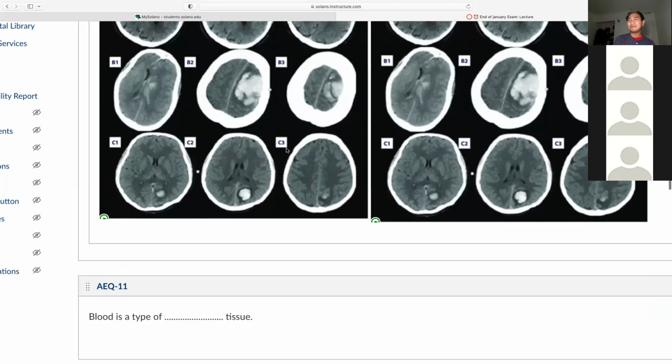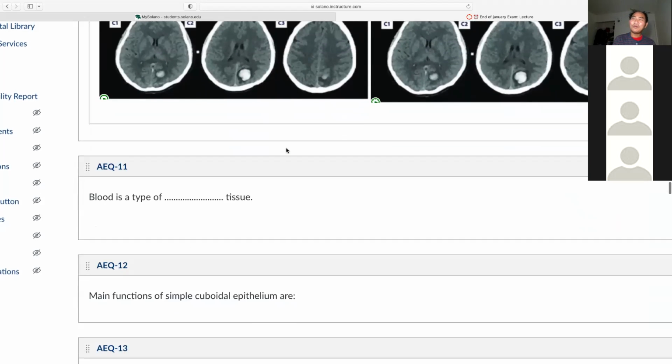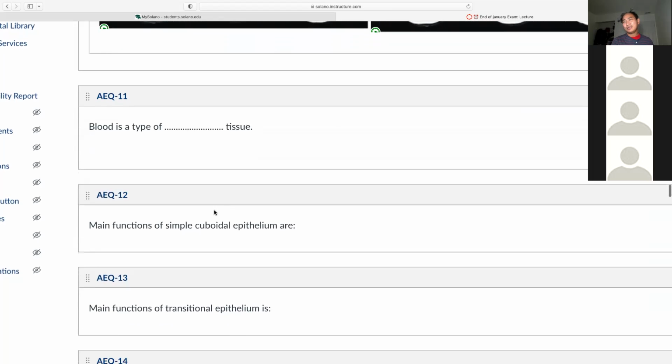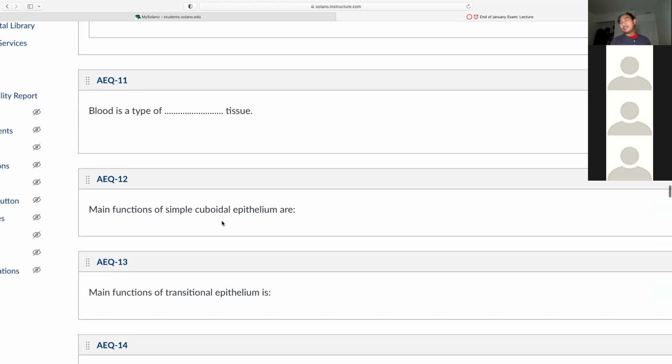And now I am going to ask, what is blood? Connective tissue, yeah. Every time you see a blood transfusion, I want you to remember blood is not just a juice, it is a connective tissue. Simple cuboidal epithelium function: secretion and absorption. Perfect.